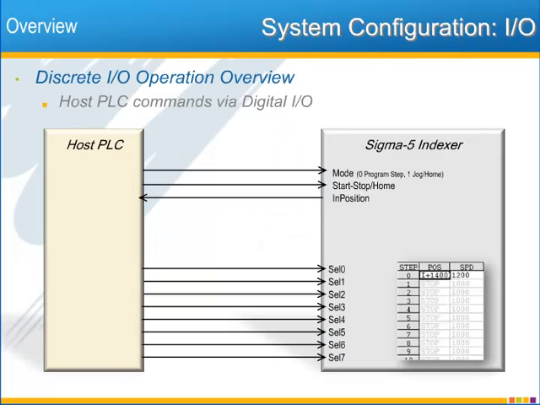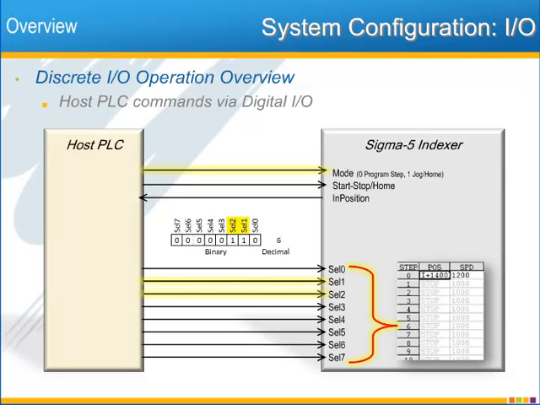Here's a more detailed illustration of the system configuration and the basic connections between the PLC and indexer. One input controls the indexer operation mode, which will be either program step mode or manual, jog, and homing mode. Most of the time you'd be in the step mode. The particular program step number is selected by the PLC using 8 digital inputs. The value of the 8 inputs is read as binary, and the decimal conversion determines the step number.